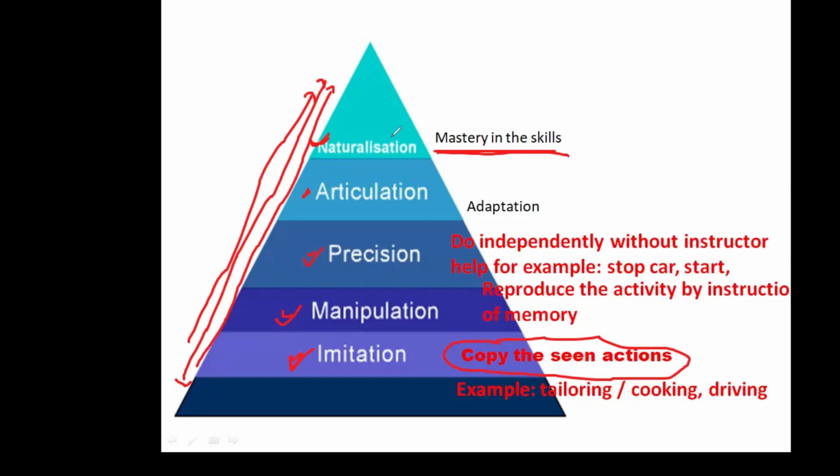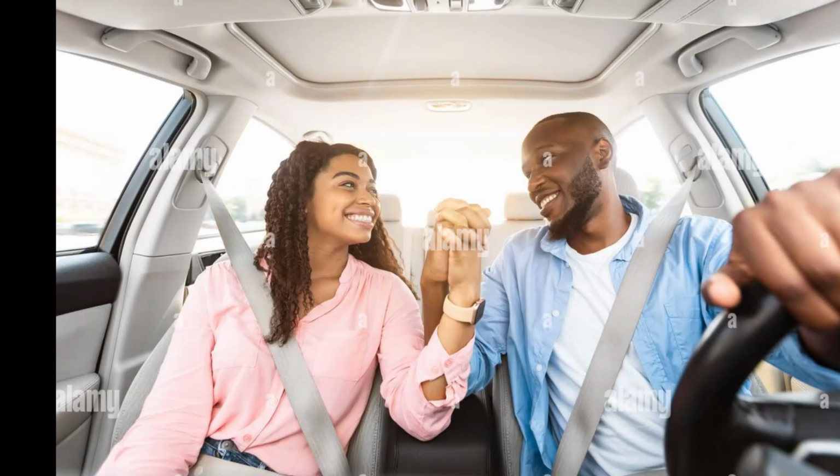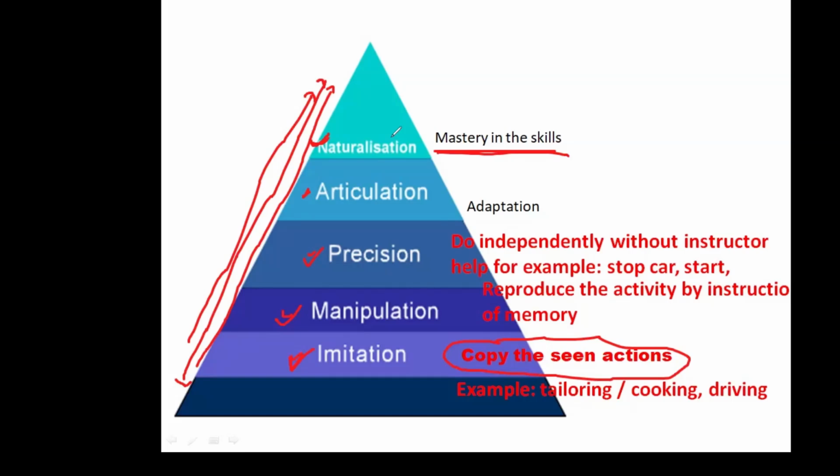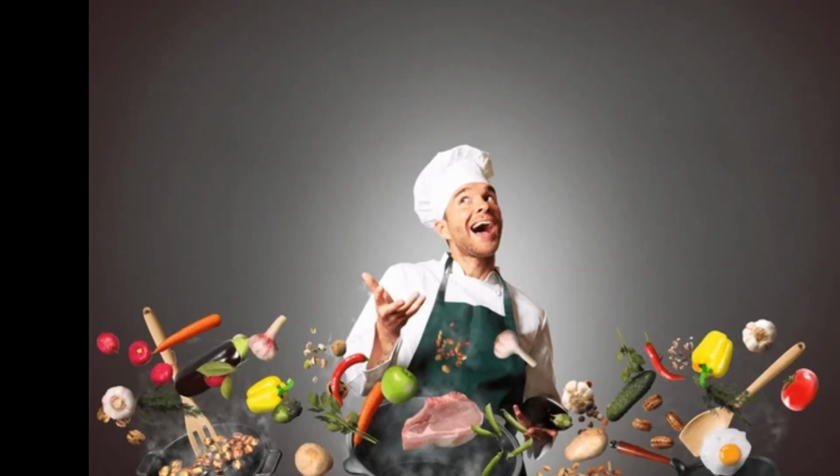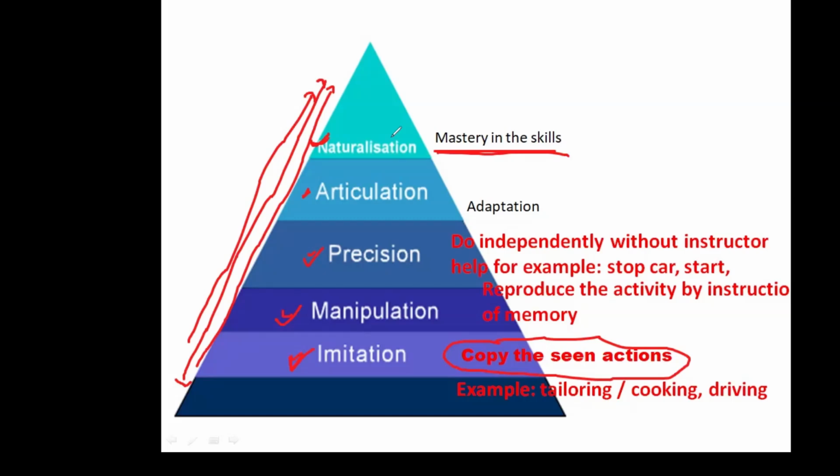So how do we know that he is able? For example, when you are driving a car, you don't remember what actions you have to do first. You do it skillfully and unconsciously. When you are cooking in the kitchen, you don't recall or memorize what you have to do first. You have mastery in the skills. When you are swimming, you don't do it step by step. When you are playing, this is naturalization: you apply it unconsciously. This is the first model.